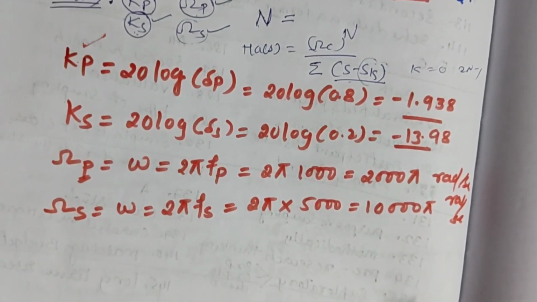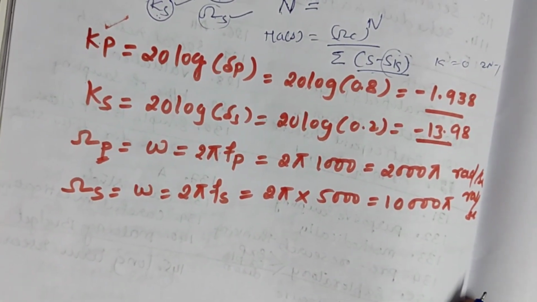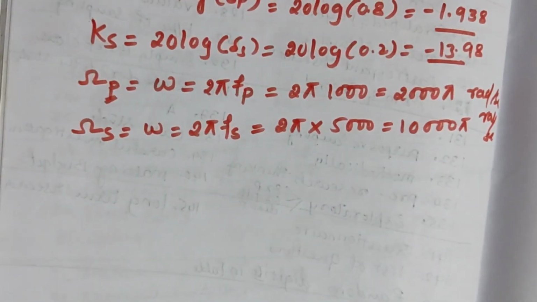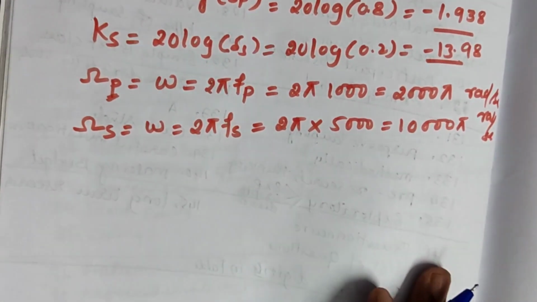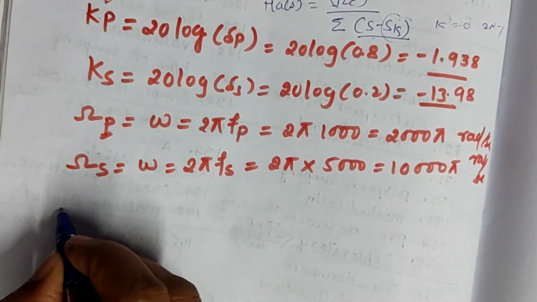Now we have got the required data, all the data that we wanted. So now it is easy for us to calculate the order as well as the analog filter. Now let us calculate the order.